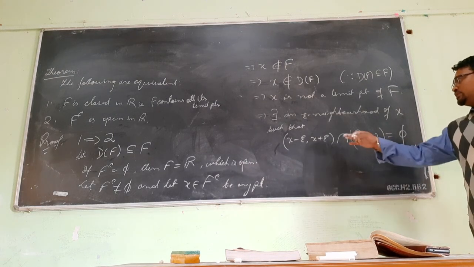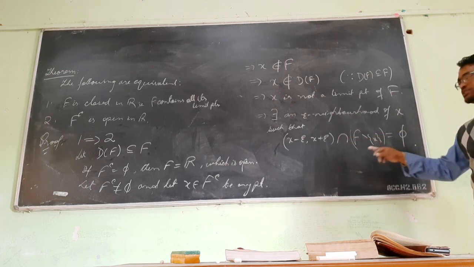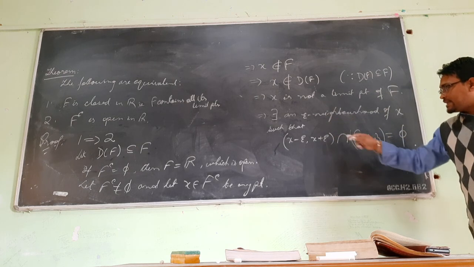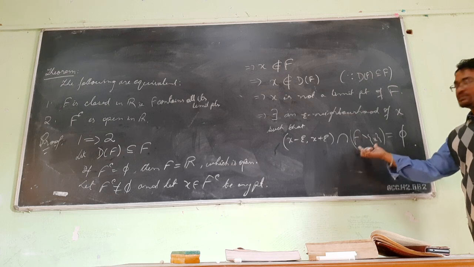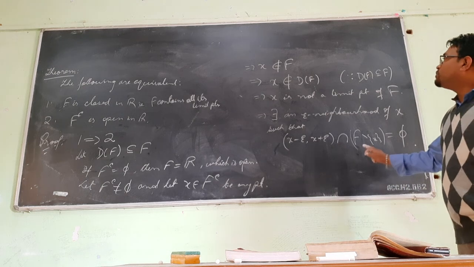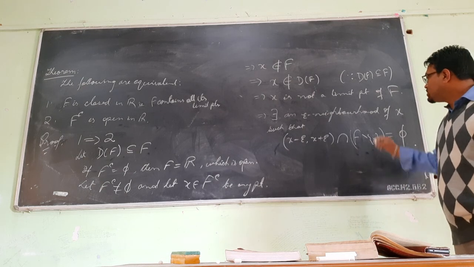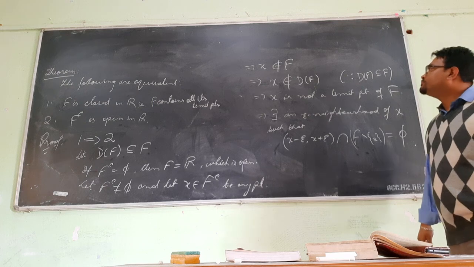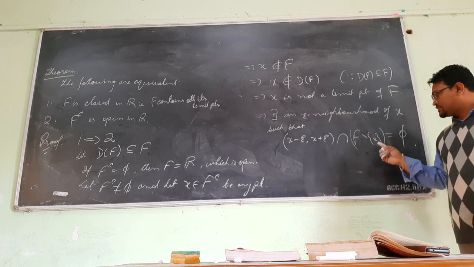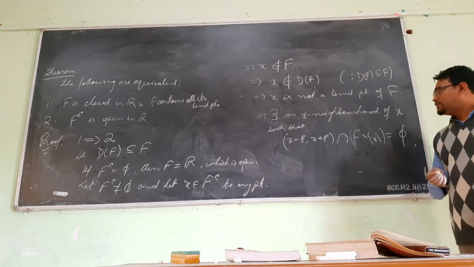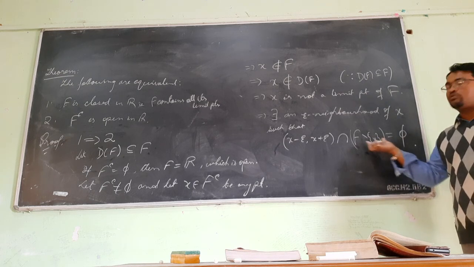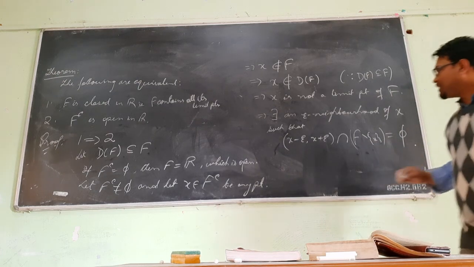If it is a limit point, then every epsilon neighborhood should have non-empty intersection with this. So here it is not a limit point. That means there is a neighborhood which has empty intersection with F minus X. But you see, what is F minus singleton X? X is not a point inside F. That means F minus singleton X is the same as F only, because X is not there inside F, so we cannot remove any point from F. So F minus singleton X is nothing but F only.